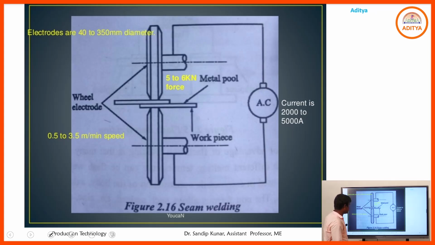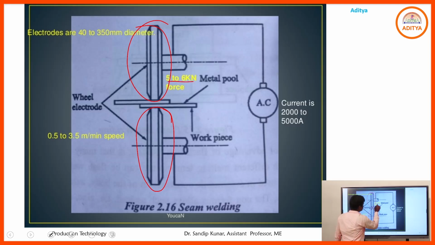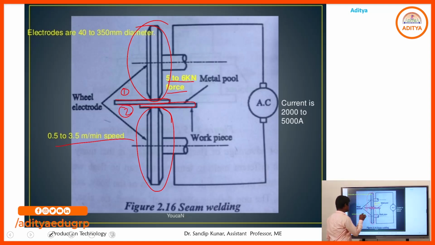Here we can see that in resistance seam welding both electrodes are disc type electrodes, and using them we apply pressure of near about 5 to 6 kilonewton force. That is metal plate 1, that is metal plate 2, and the welding speed is near about 0.5 to 3.5 meter per minute.